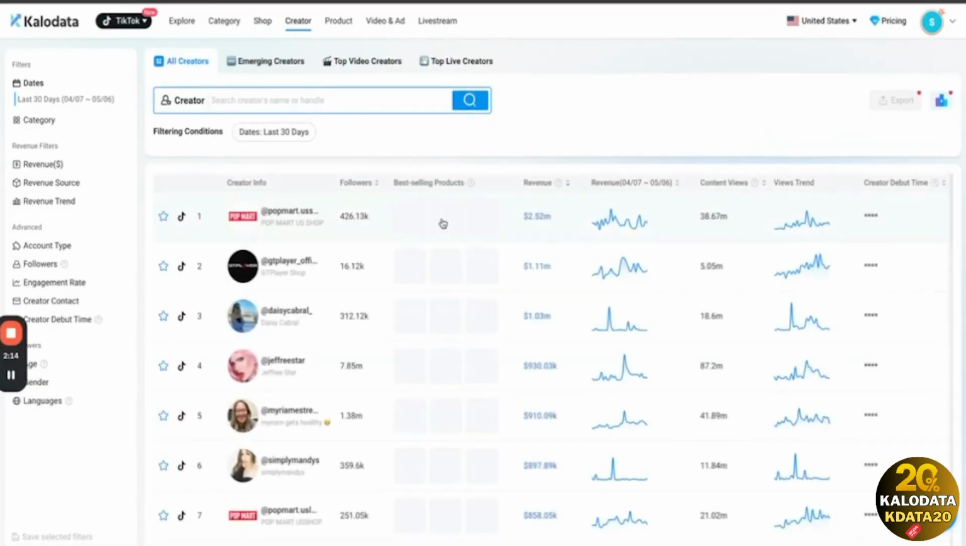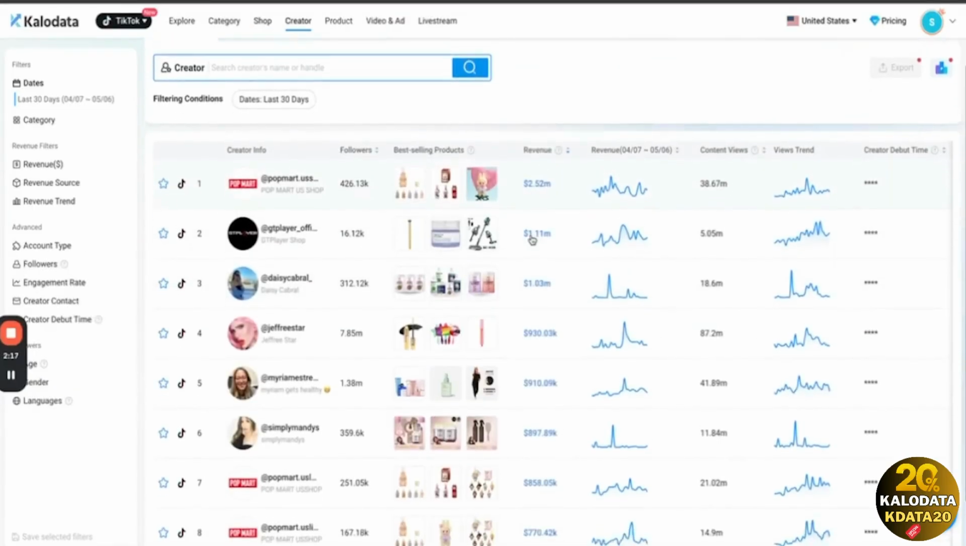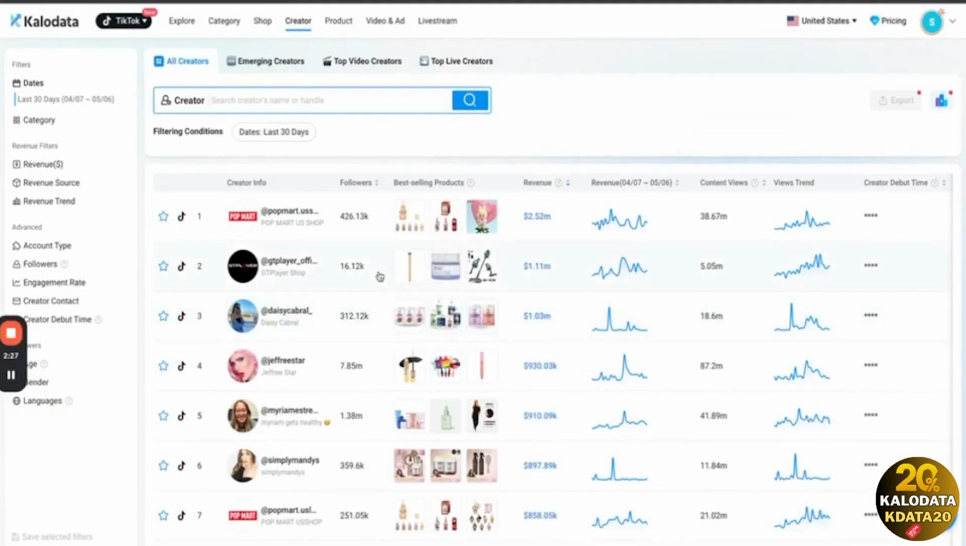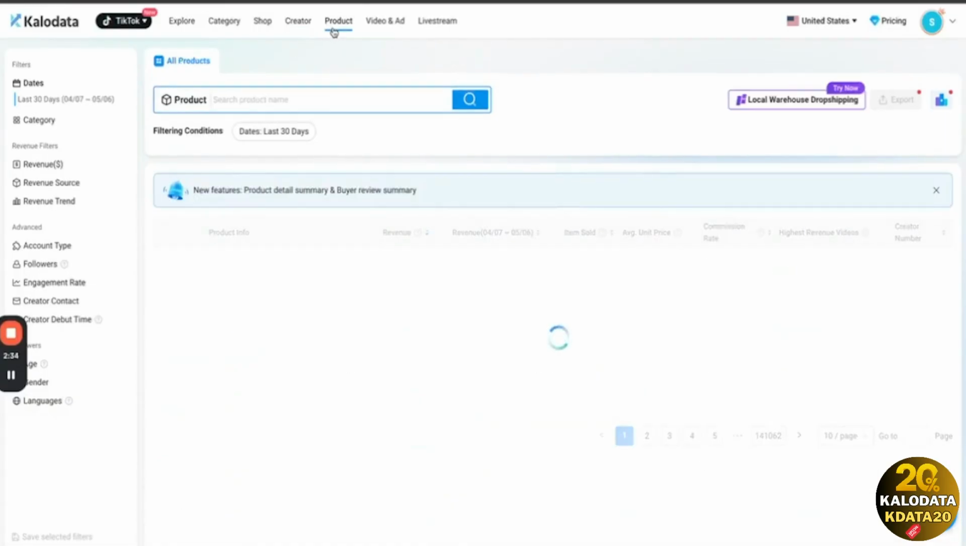You can also sort by creators, who are the top creators right now. So the number 1 creator isn't even a creator, it's an actual store, which is insane. Then you got Daisy over here, Jeffree Star, he's always on like the top 10. He's killing it. Most of these people have their own companies as well, which is why they do so good. But what we really want to get to is these 2 categories right here, Product and Video and Ads.